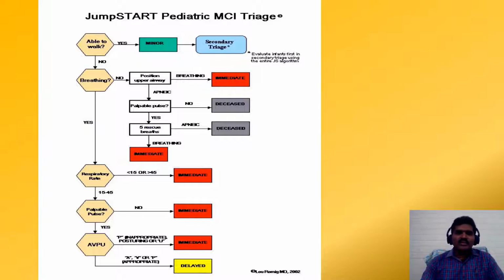Even after positioning the airway, if the patient is not breathing and is still apneic, check the pulse. If there is no pulse, the patient goes into the deceased category, or category 4. After 5 rescue breaths, if the patient is still apneic, the patient goes into the deceased category. Once you check the breathing, then go and check the respiratory rate. Respiratory rate here is less than 15, or greater than 15.